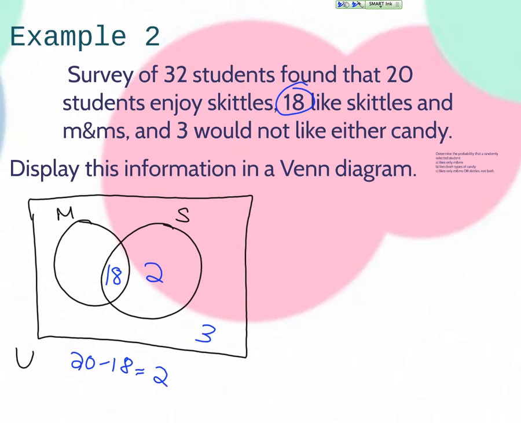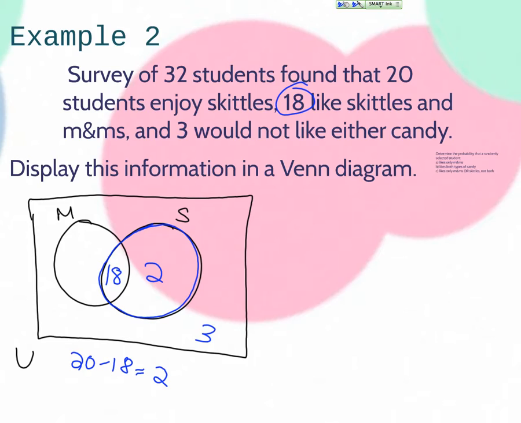So I want to make sure that we're all on the same page. We still have one more piece to do, but with this stuff, I find it difficult to do a step-by-step list of like, well, then subtract this or add this. But if we think about it, this whole Skittles circle right here has to add up to 20. So if I subtract the 18 that are in the middle, there are 2 left over that only like Skittles.